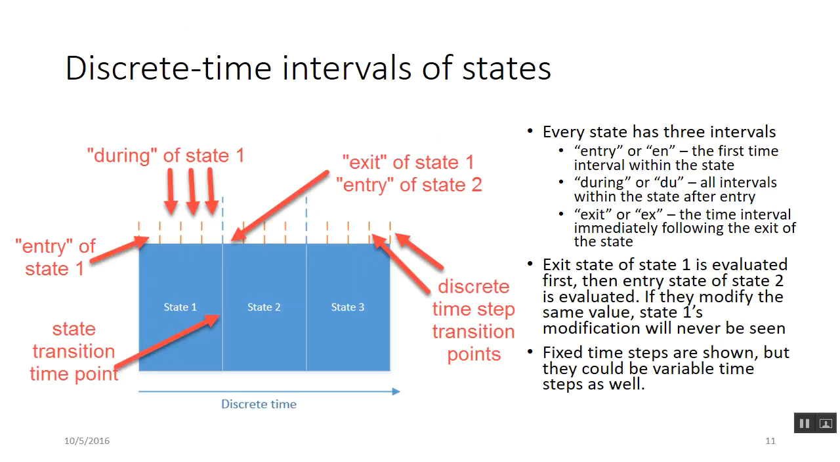So, discrete time intervals of a state machine. If these little orange tick marks are the discrete time steps, the very first one that's inside state 1, that's the entry. That's the time the entry is true. So whatever is filed under do this during entry, that's when it will happen. Then there's the during state, which is everything else that's part of the state. And then there's the exit, which is right after the state is no longer.